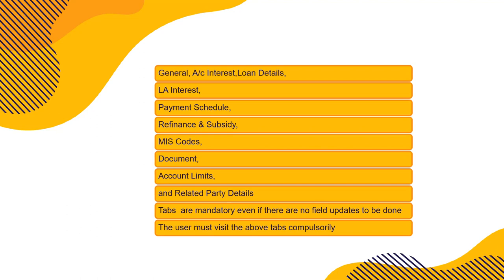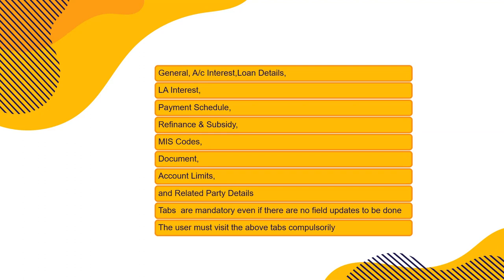And what all documents have you taken? You can scan them if a scanner is available, so that it creates an online storage of the documents. Then the sanction limit, account limits, and related party details. If there is more than one joint account holder in the account, we can have their related party details also. He can be a customer of the bank, or he may not be a customer of the bank.